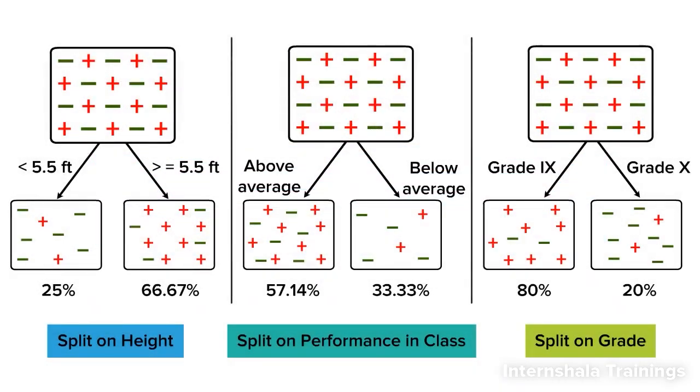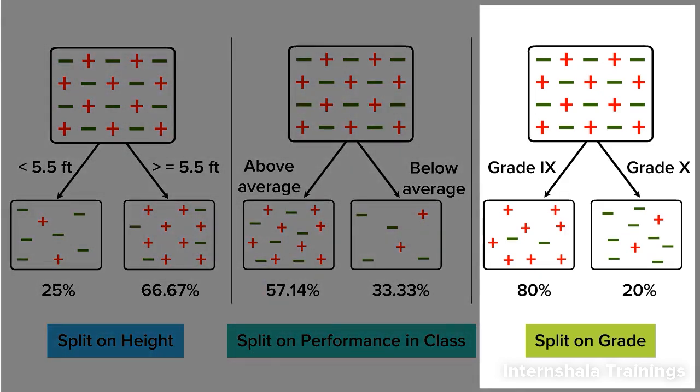If you look at the split on grade here, it has 80% of students who play cricket, which is more than any of the other two splits, which are 67% and 57% respectively. So we can say that the split on grade is better in terms of separating players from non-players.